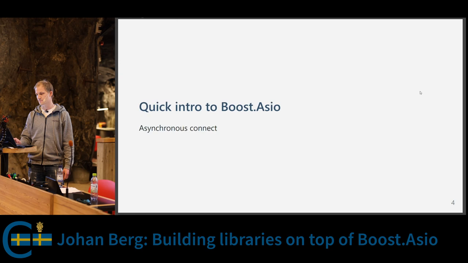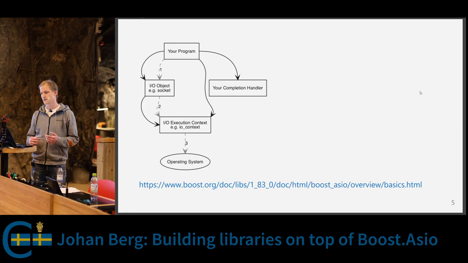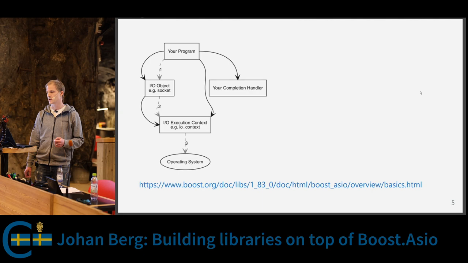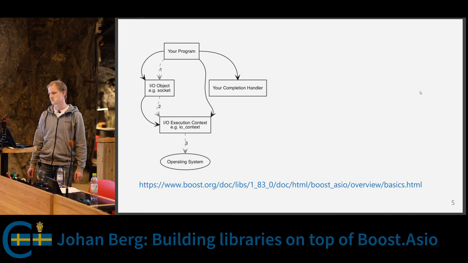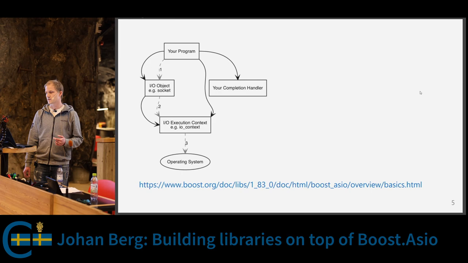So our program needs a few things. It needs an IO execution context, which is the link to the operating system's IO services. It needs an IO object, such as a TCP socket, and a completion handler, which will be called when the operation is completed. If we follow the numbered arrows here, we can see that the first step is for our program to call the IO object and initiate an asynchronous connect.